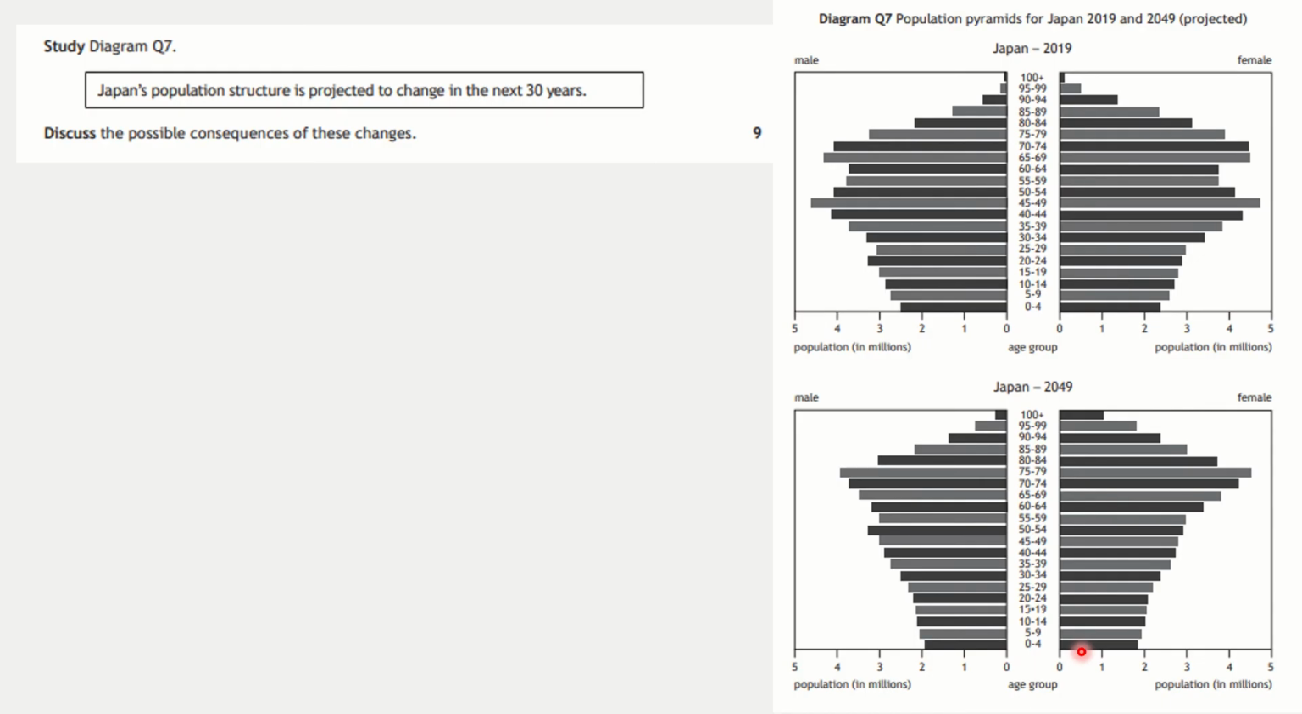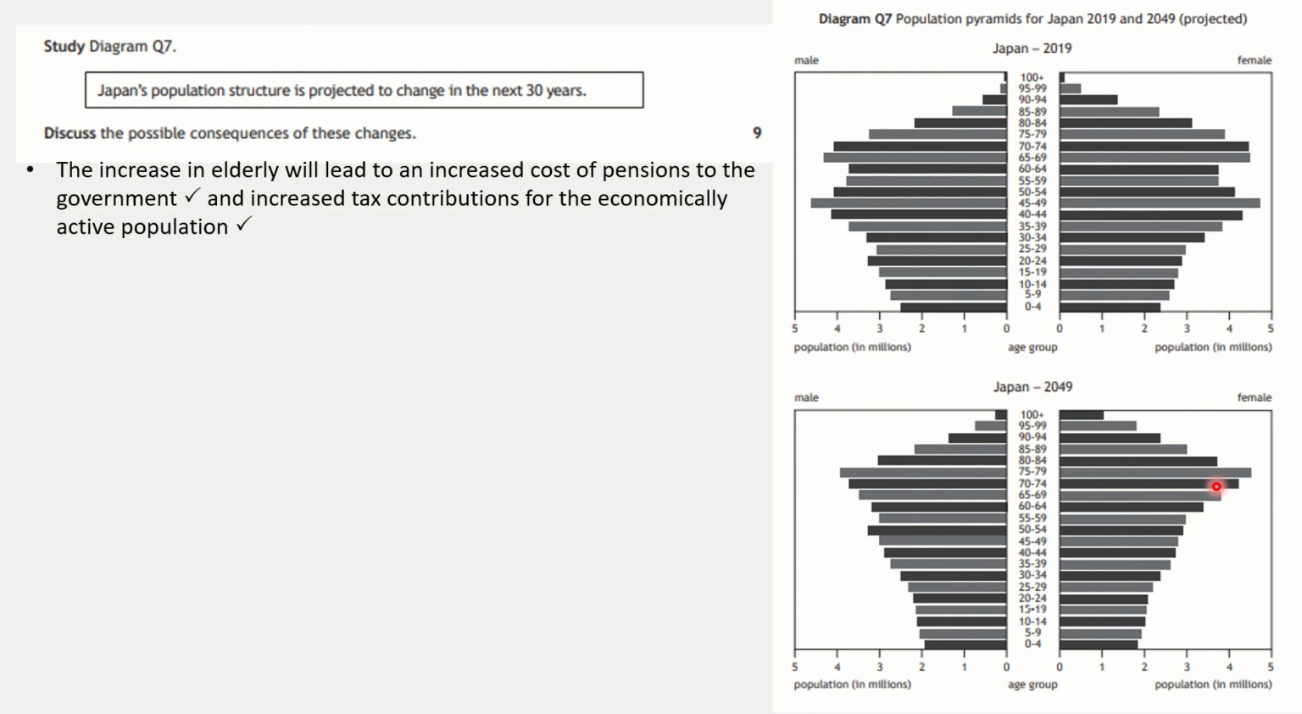Now, this is what you would look at in terms of an exam question. What are the possible consequences of the changes in the population structures that you see? Here's 2019. Here's 2049. The comparison you would be hopefully making here is that in 2049, the pyramid for Japan has got more top-heavy. And these are the kinds of things that you could say to get marks.